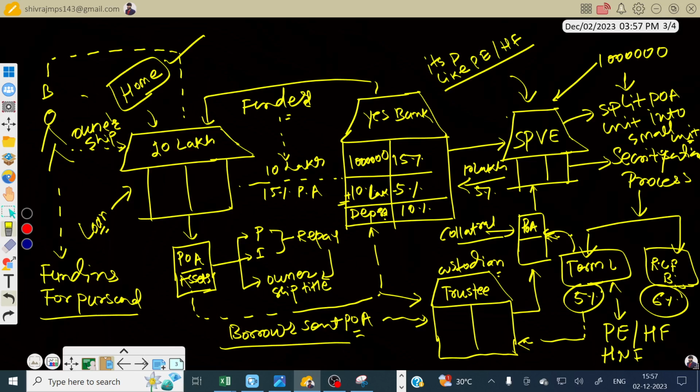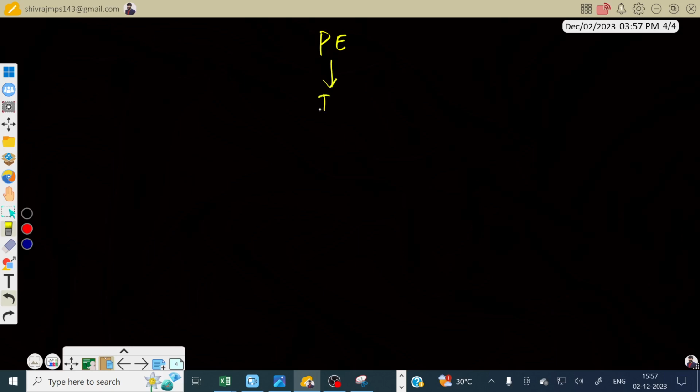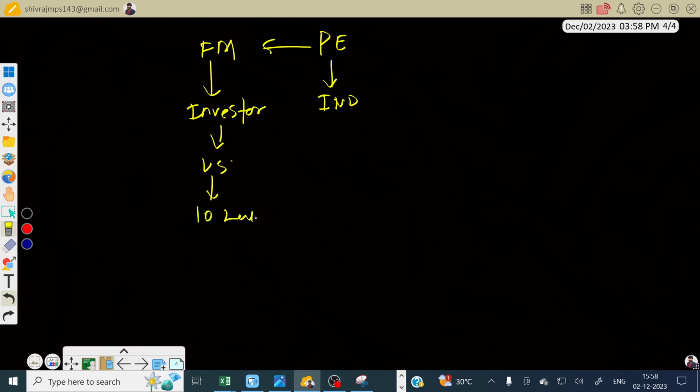First, think about it. You have a private equity fund which is in India, right? But the private equity fund manager contacted an investor who is in the US and asked that person to contribute 10 lakh INR. Let's say the INR ratio is 80 rupees per USD. If you want to take one USD, you will have to pay 80 rupees, 80 INR, basically. Let's say this is the ratio.